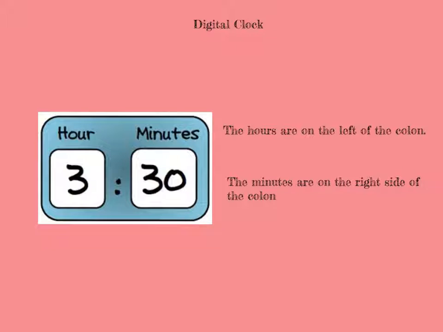Now let's learn the digital clock. If you look at this example, it's similar to the analog clock, but it actually tells us the exact time. We read this a little bit differently. The hours are on the left side of these colons right here, and the minutes are on the right side. So we would read this as 3:30. So it's 3:30.